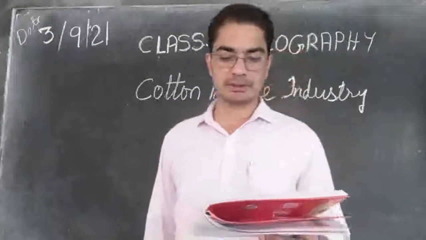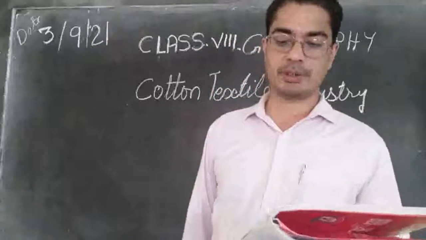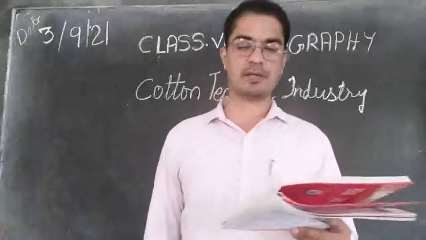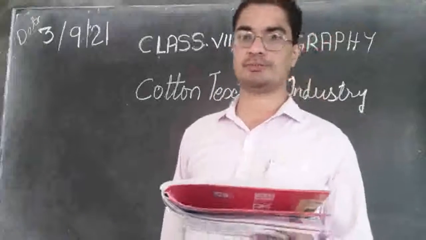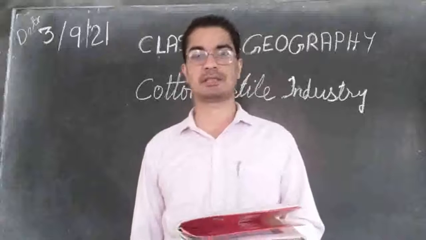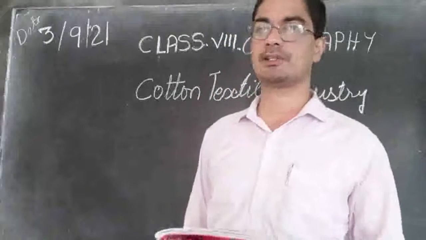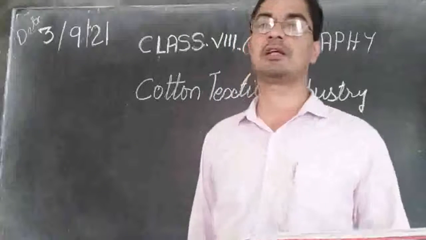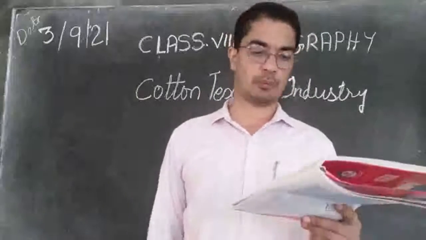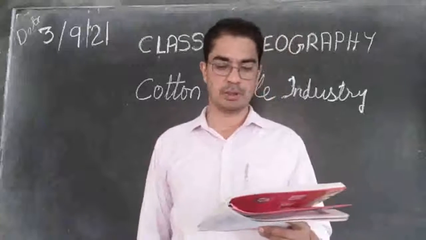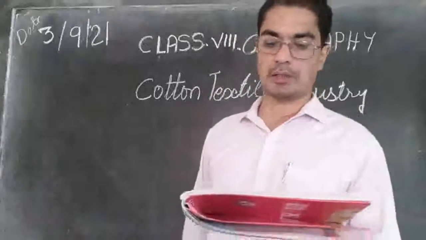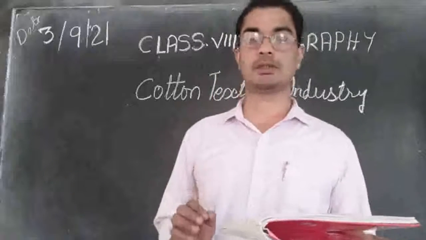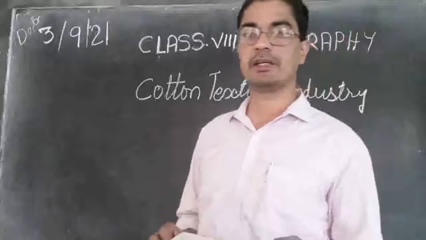Then, fibers are the raw materials of textile industry we use. Fibers can be natural or man-made. Natural we already said: cotton, silk, jute, all these are natural, and nylon, polyester, acrylic, all these are synthetic raw materials. Natural fibers are obtained from wool, silk, cotton, linen and jute.